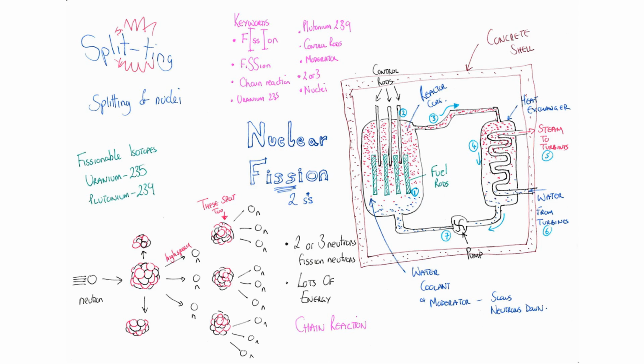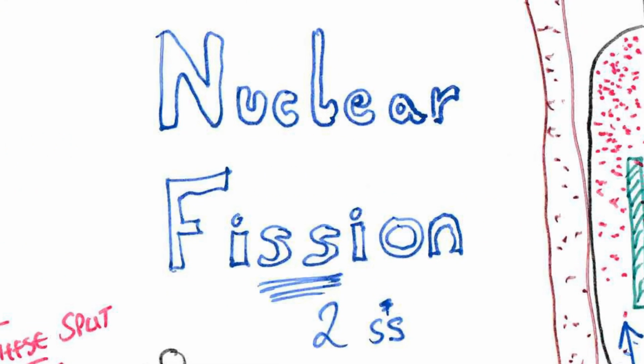Okay, nuclear fission. The first thing about nuclear fission is that it's got a double S in the middle. You must spell this correctly because there's something called nuclear fusion, and the examiners expect you to know the difference between nuclear fusion and nuclear fission. Fission has a double S, fusion has a single S, so notice I've written down two S's.